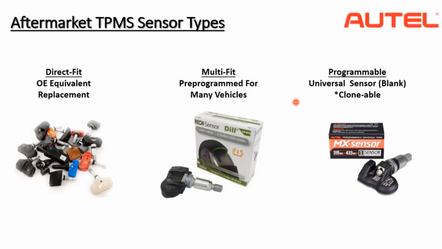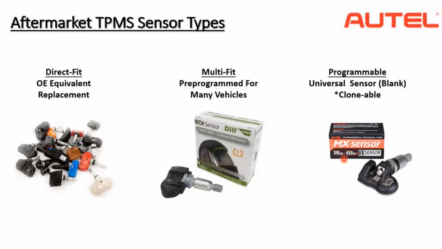One very big feature Autel has is on the MX1 sensor, which is a dual frequency sensor. So if you want to program a 315 megahertz sensor or a 430 megahertz sensor, you don't need different types of sensors. You can program the same set of sensors on both frequencies.